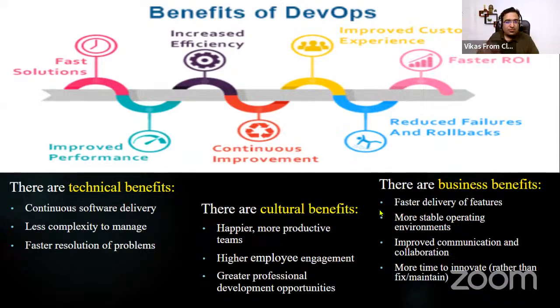If delivery is faster, and the operating system or environment is stable, if the communication is good between the multiple teams, multiple employees, multiple managements and the clients, then these are the benefits, so that DevOps is getting adopted in multiple companies as well. Instead of fighting, you will innovate, you will develop some new software or new features. That's why companies are adopting DevOps engineers in every company and every project.